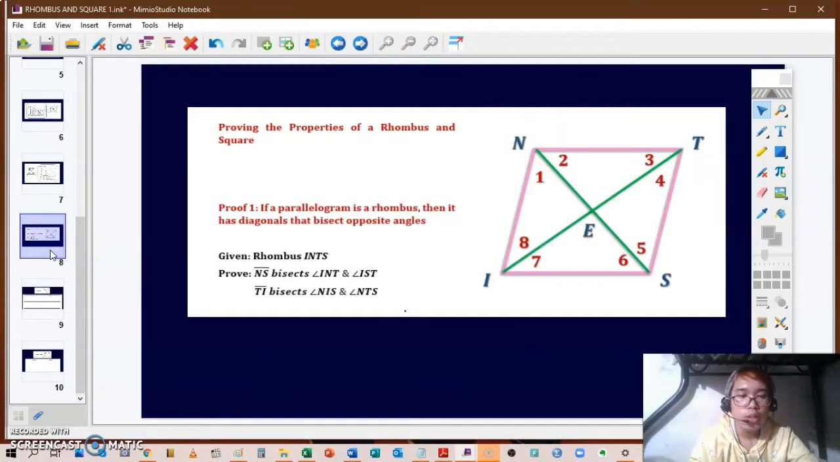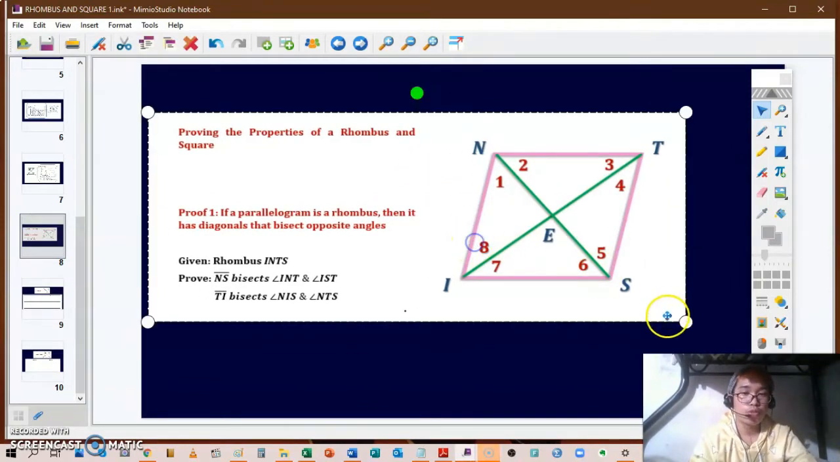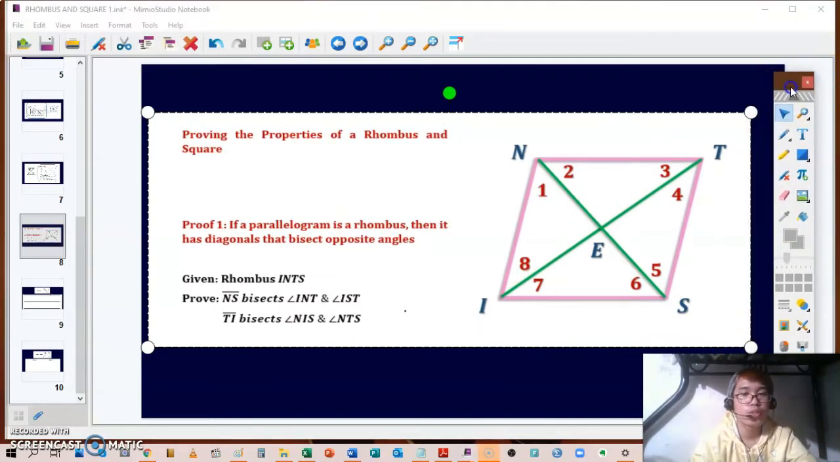Okay, so let's try to prove this problem. We have here our first proof for a rhombus. So we're going to go first with rhombuses, and then afterward we'll have one proof for a square. So let's say, for example, if a parallelogram is a rhombus, then it has diagonals that bisect opposite angles.